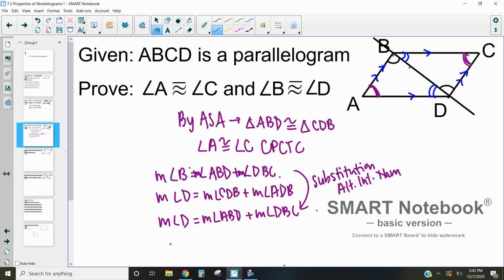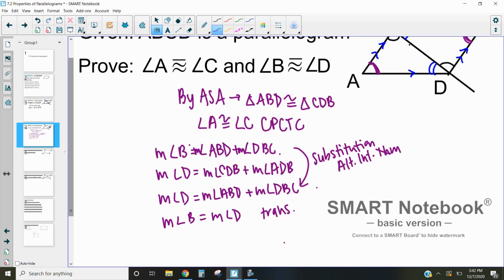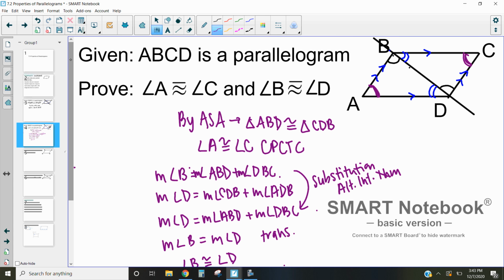And so we end up getting that the measure of angle B equals the measure of angle D, and that's just by the transitive property, right? So if B equals this and this equals D, then by the transitive property, we know that they're equal to each other. We don't care about proving that they're equal, but we want to show that they're congruent, and we know that equal angles are congruent angles by the definition of congruent angles. So that's how we can prove that. Again, using those congruent triangles, using that angle addition postulate, which says that I can add two angles that don't overlap and make the same full angle. So that's how we show that those are the same.